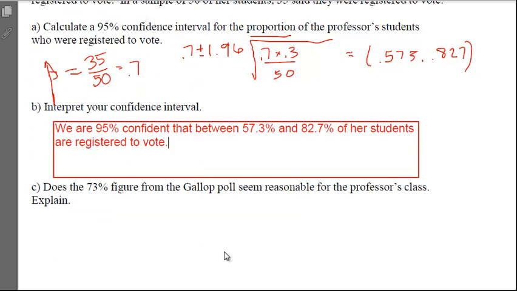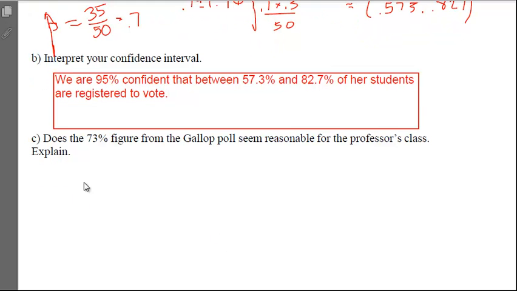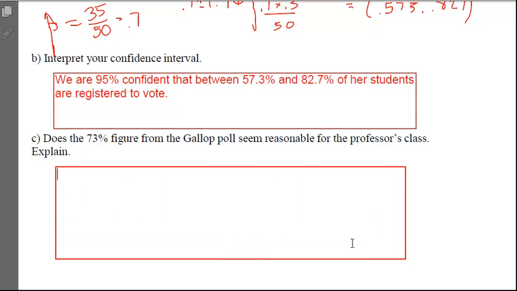All right, and so the last part of this question goes over that other figure, the 73%. So this is pretty common. She wants to compare her students to the national percentage. And so 73% is the national percent of young adults that are registered to vote. And since the confidence interval captures 73%, then that number is consistent with the confidence interval. So we can't say that her students are any different than the national trend.